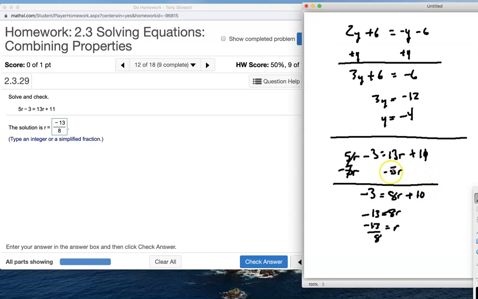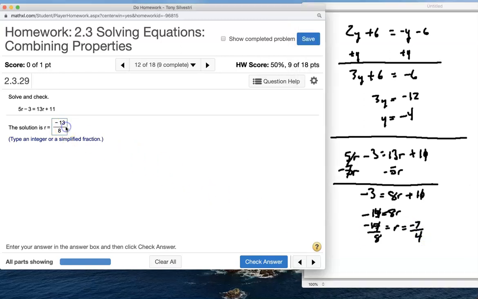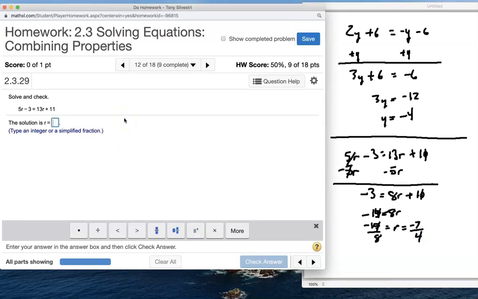13 minus 5 is 11, not 10. Same thing: I'm going to subtract 11 from both sides. I'll have negative 14. Then I'm going to divide by 8, so I have negative 14 over 8. Negative 14 over 8 you can simplify, dividing top and bottom by 2: negative 7 over 4. So let's see if that's a better answer. I hope it is.